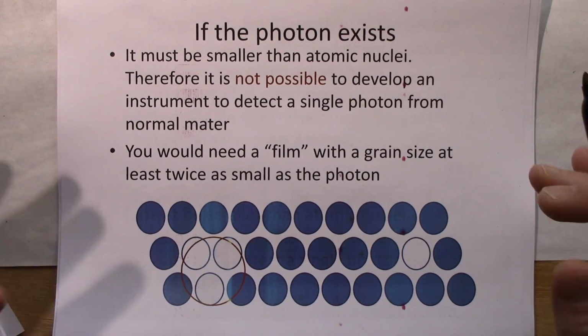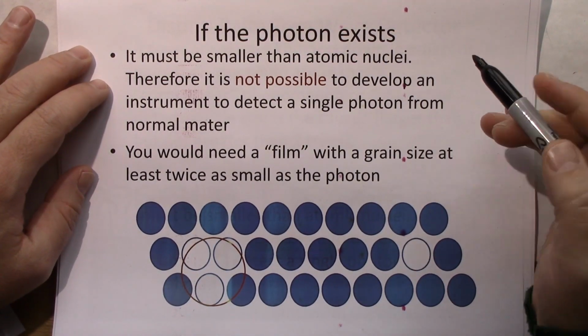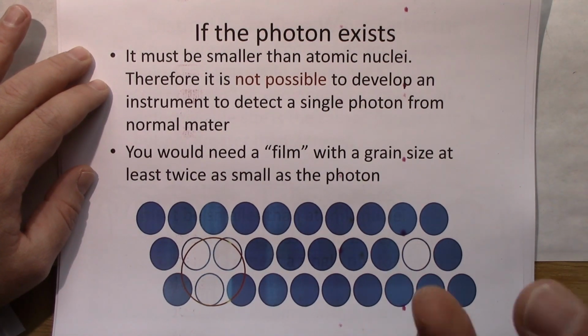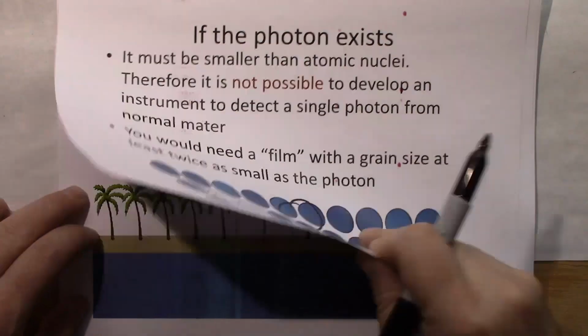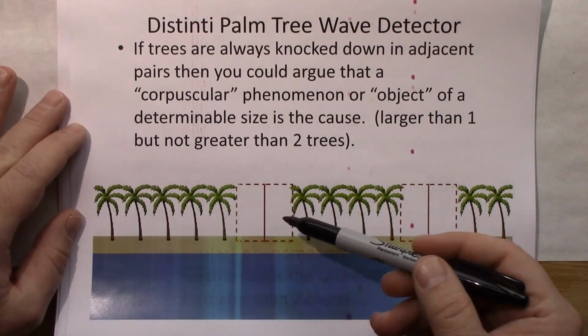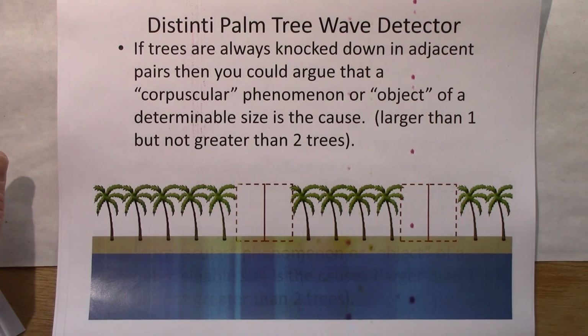And therefore, if the photon did exist, we would need some kind of matter that has at least 1/2 the size of a photon. For example, if we take our beach detector, and everywhere where trees fell, they fell in pairs, well, we could say, hey, gee, somebody drove a tank up on the beach. We can say that whatever is knocking down these trees is at least twice the size of the granularity of the trees, at least.